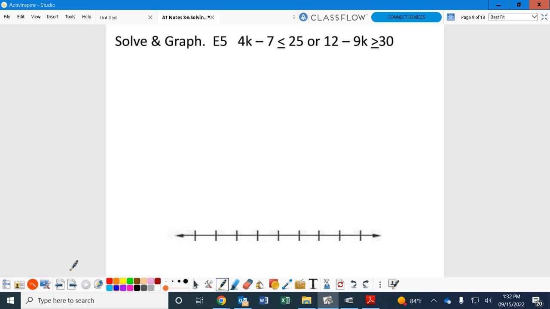Okay, guys, this is an "or". You need to solve it. You need to graph it. To solve it, you would plus 7 plus 7. It's going to be 4k is less than or equal to 32. You're going to divide both sides by 4. And guys, what's 32 divided by 4? 8.